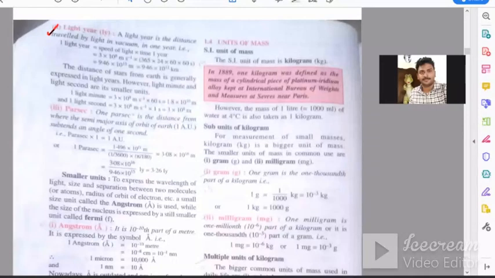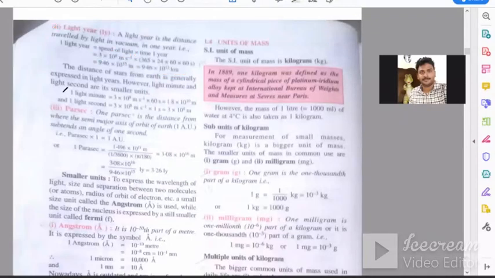I want to tell you that light year is not a unit of time, light year is a unit of distance. 1 light year is the distance traveled by light in 1 year. If light travels at the speed of 3 × 10^8 meters per second for 1 year, then what will be the distance? That distance is 9.46 × 10^12 kilometers. Remember this relationship also.